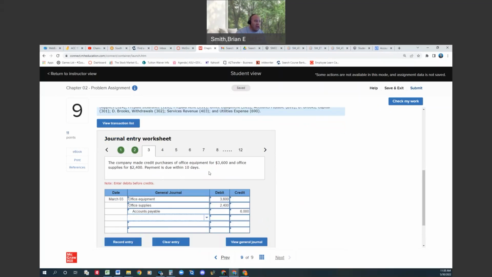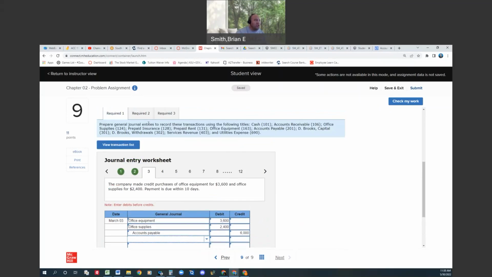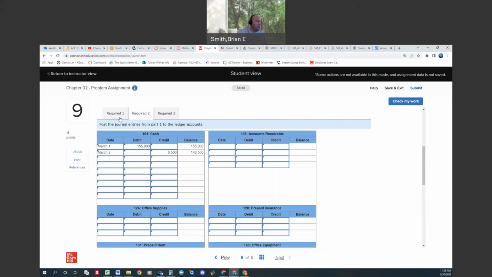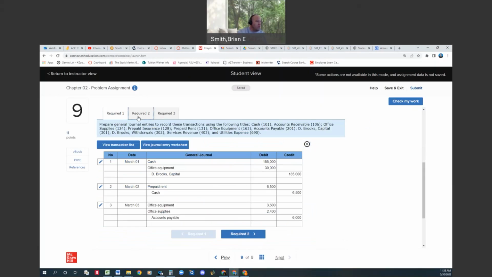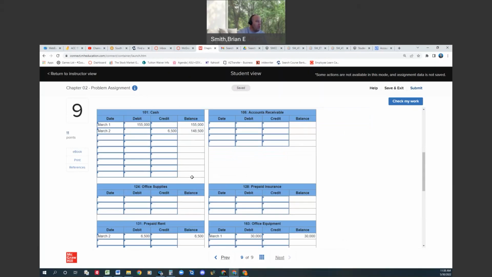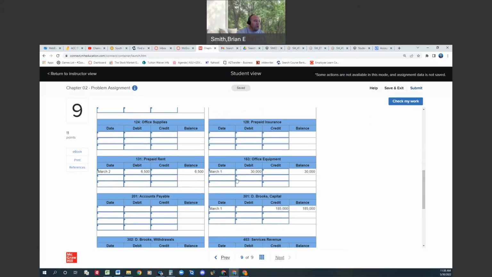And again, if you don't like going back and forth between here, you can just do all the journal entries and then do it that way. Copy, paste, or screenshot it, put it on another thing, write them down. You come up with whatever you want. It's no big deal to me. Office equipment, office supplies, sorry, office equipment, 3,600. Office equipment, let's see, 3,600.